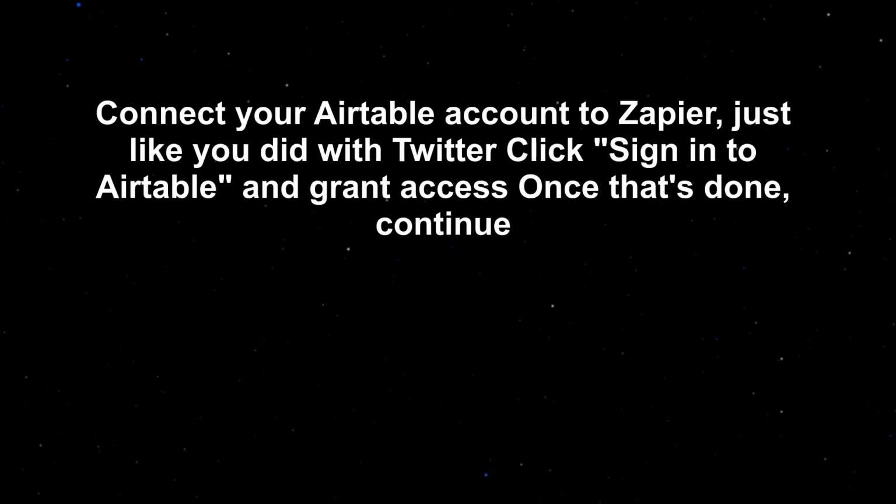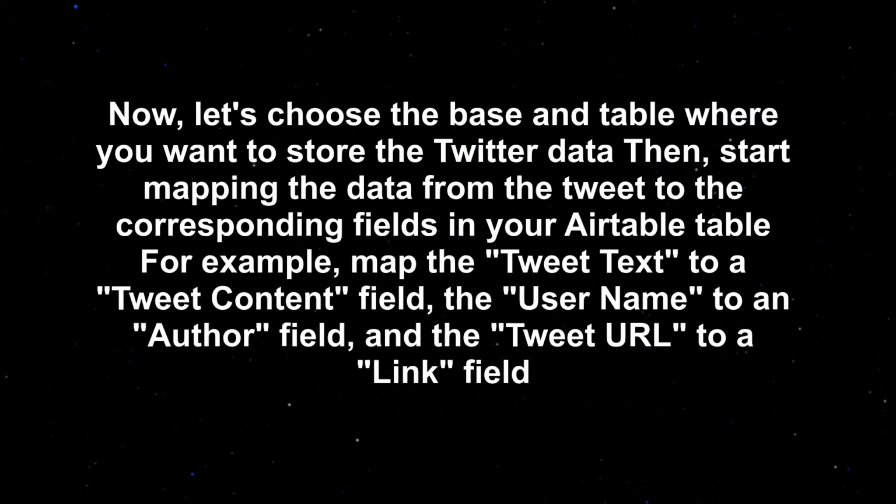Click continue. Connect your Airtable account to Zapier. Just like you did with Twitter, click sign into Airtable and grant access. Once that's done, continue. Now, let's choose the base and table where you want to store the Twitter data. Then, start mapping the data from the tweet to the corresponding fields in your Airtable table. For example, map the tweet text to a tweet content field, the username to an author field, and the tweet URL to a link field.